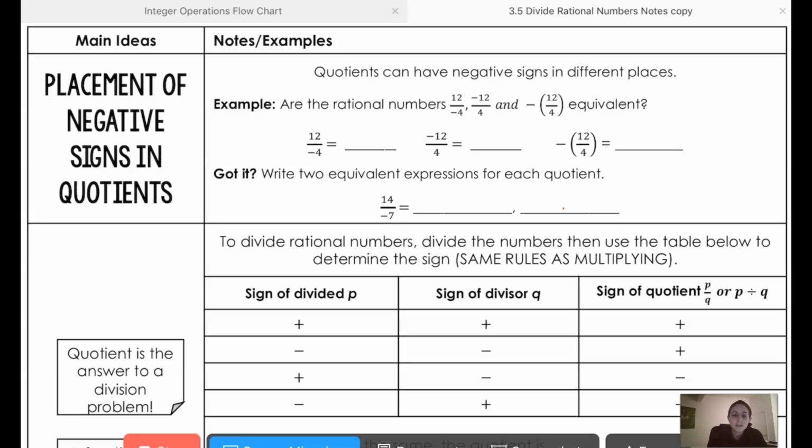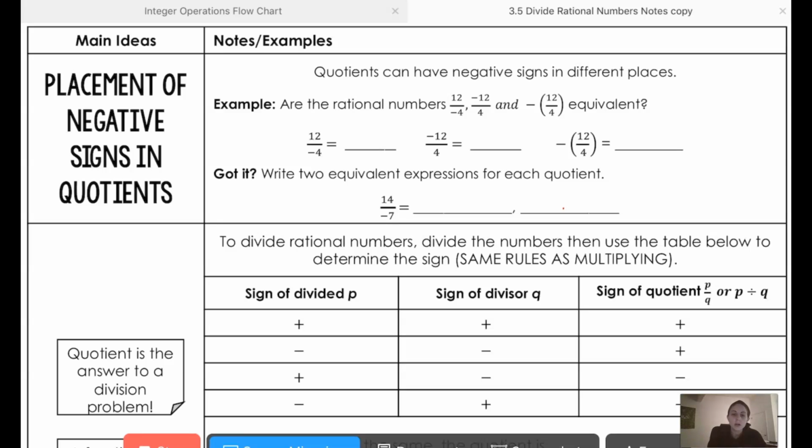Hey class, in today's lesson we're going to look at how to divide rational numbers. But before we do that, I want to discuss where negative signs are in a rational number and how that affects its value. So rational numbers can have negative signs in different places. So let's take a look at the first example at the top of the page.